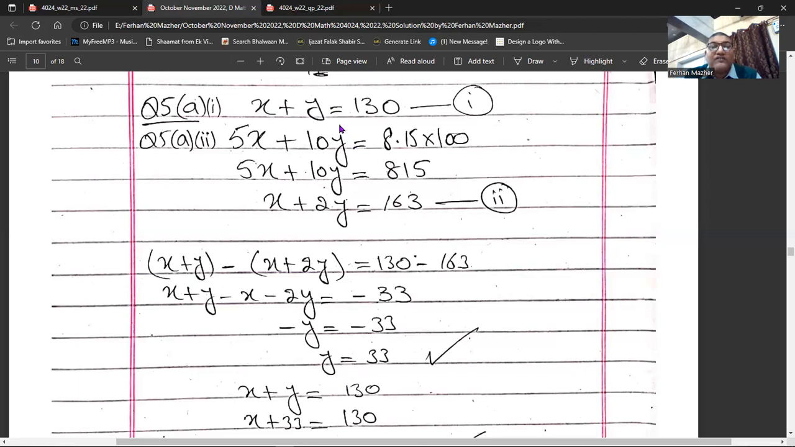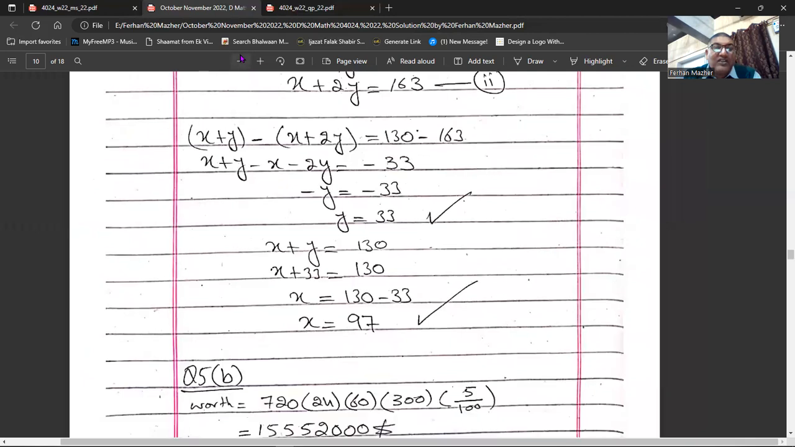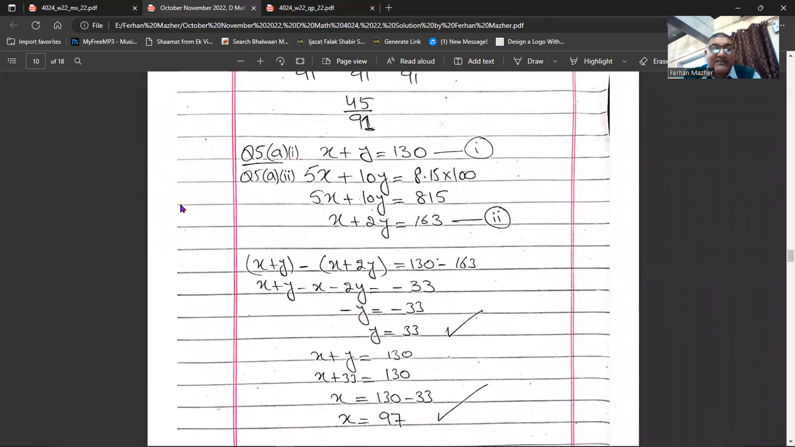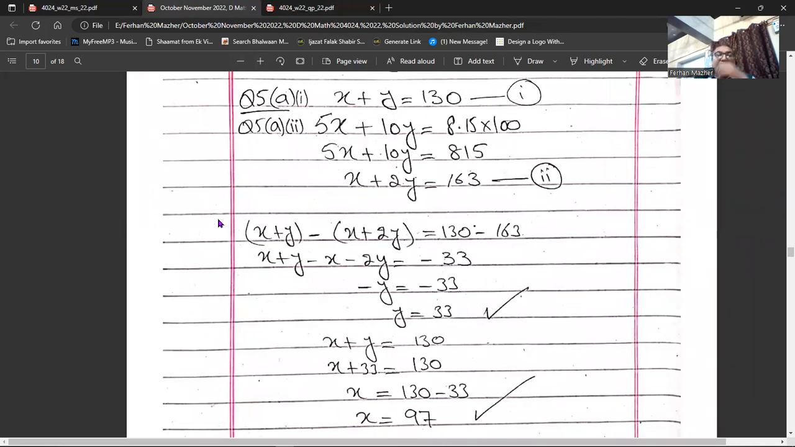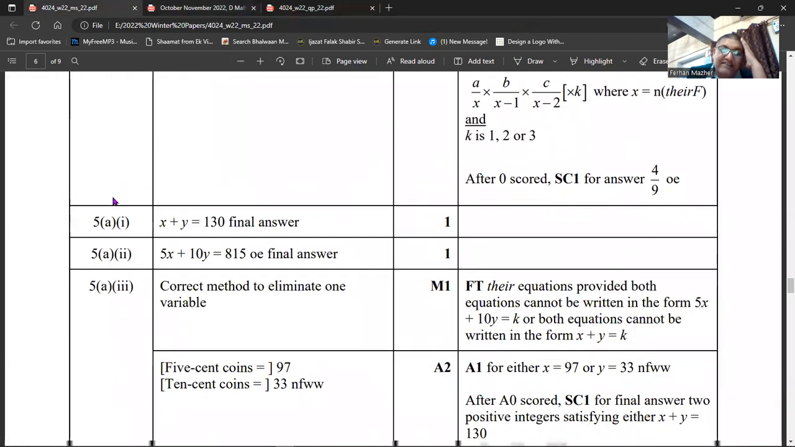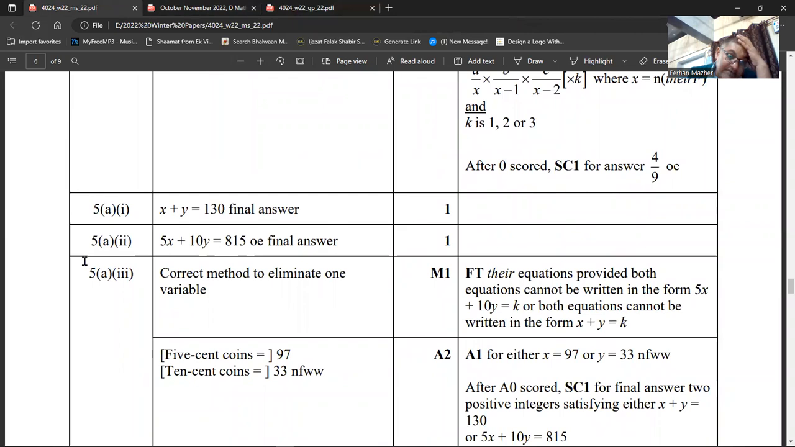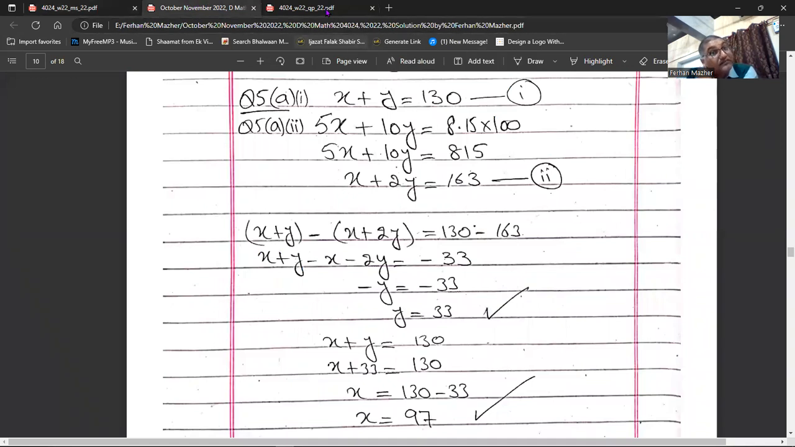Put this value into the first equation. So x plus 33 equals 130. So x will be equal to 130 minus 33, that will be 97. So the value of x is 97 and the value of y is 33. So there are 97 5-cent coins, and 10-cent coins are 33. So my final answers are there. You can see the answers are right. This is the solution.